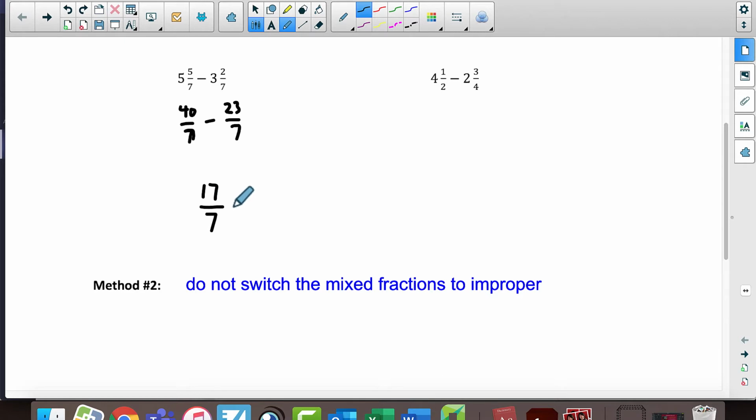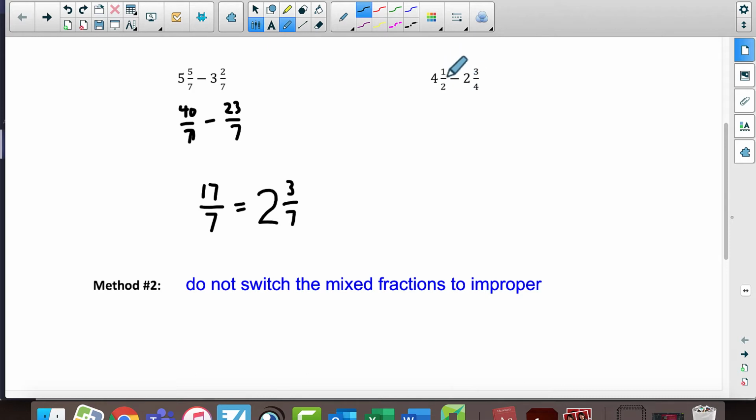So there's your answer. Or if you want, make it mixed. 7 goes into 17 2 times to get up to 14, and you still need 3 more to get up to 17. Denominator stays the same. Either answer works.